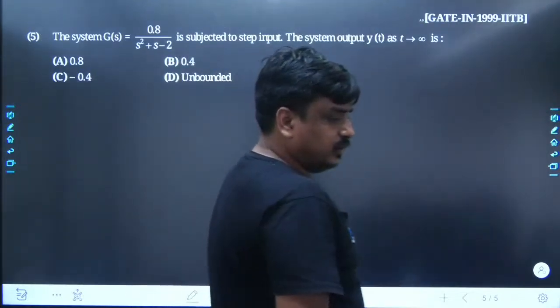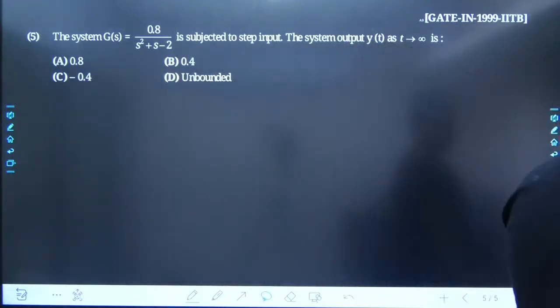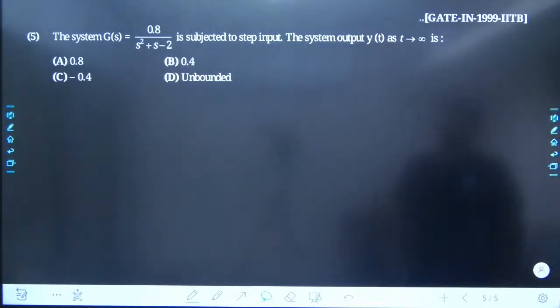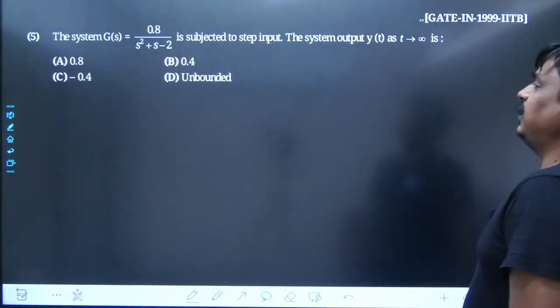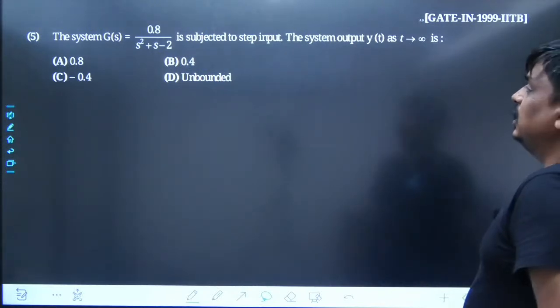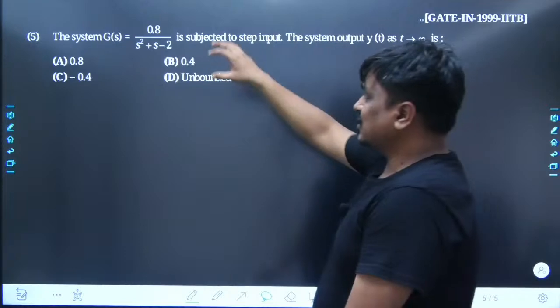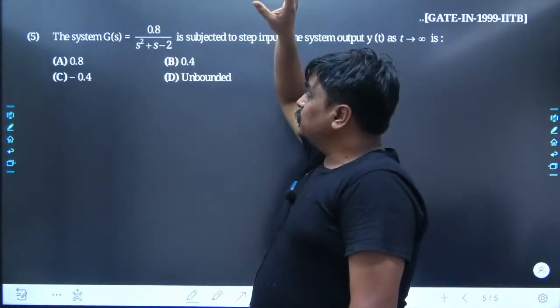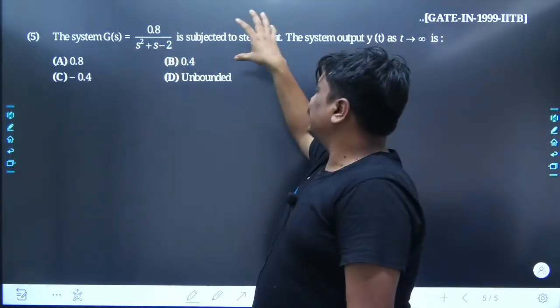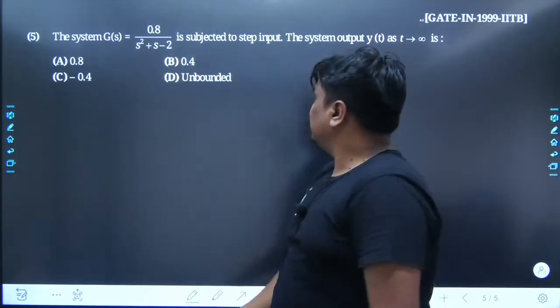Read this problem carefully and try to get the best most answer. The problem states the system G(s) = 0.8 divided by s square plus s minus 2 is subjected to a step input. What does that mean? A step input. That means this is the transfer function of the system, and the input exciting the system is a unit step input u(t). In Laplace domain, it's 1 upon s.